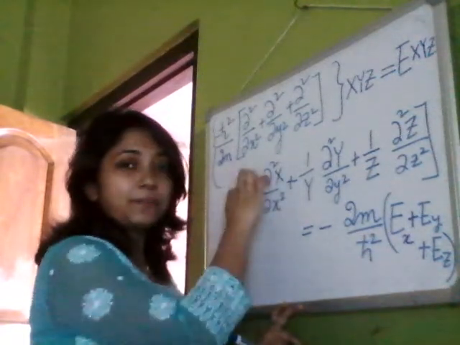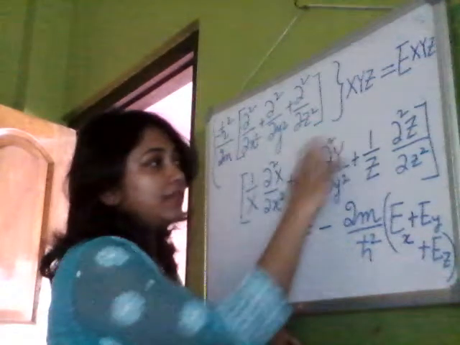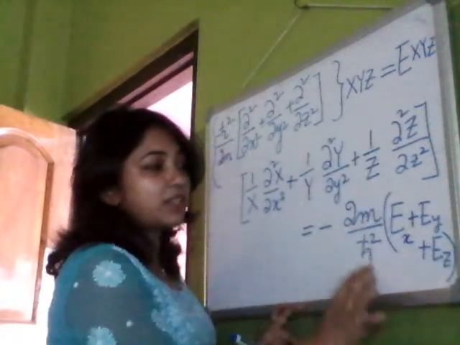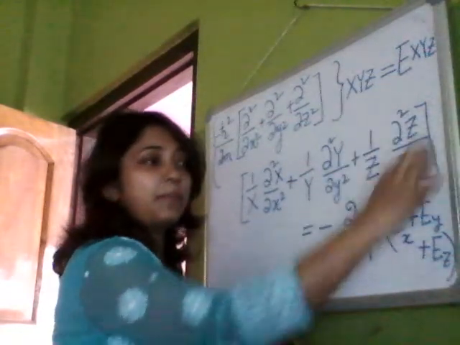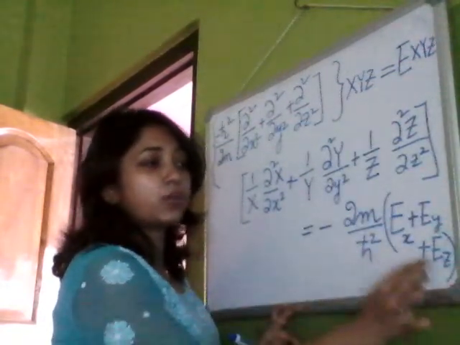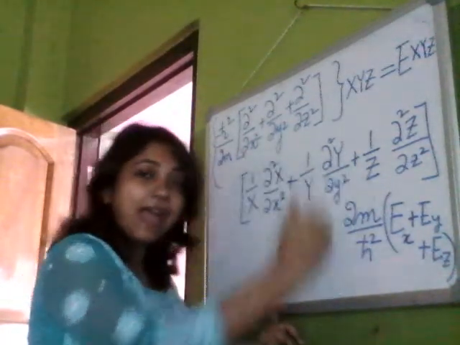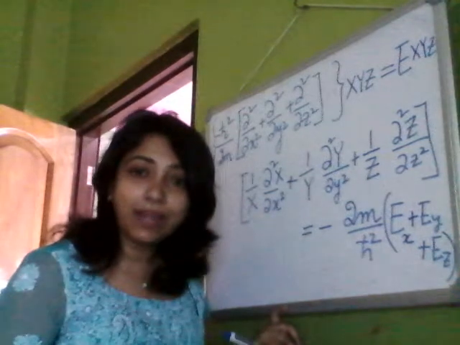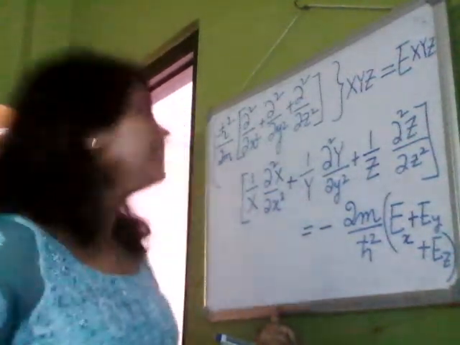Then I will have two terms, one with y, this y plus twice m h cut square ey. And in the third part, I will have this z part and plus twice m h cut square ez. So when I take all these three terms to the left hand side, I will be left with a zero on the right hand side. Correct? And what will I finally have?